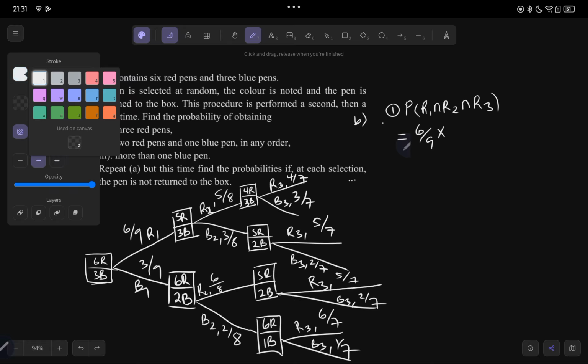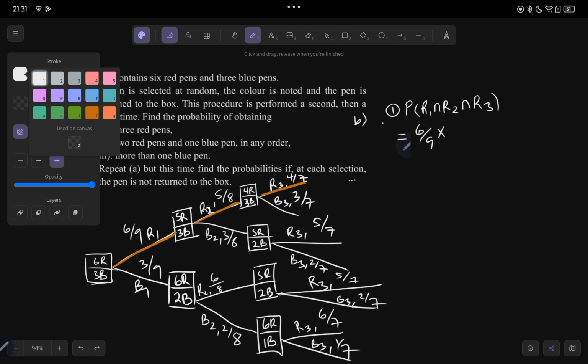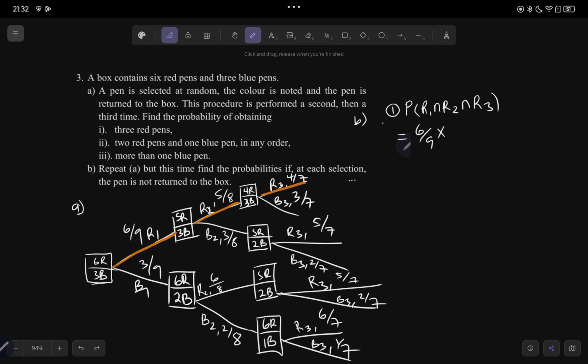Change of color for clarity. We are here. We move red, red, red. Now, if you follow those branches, it is 6 out of 9 times 5 out of 8 times 4 out of 7.